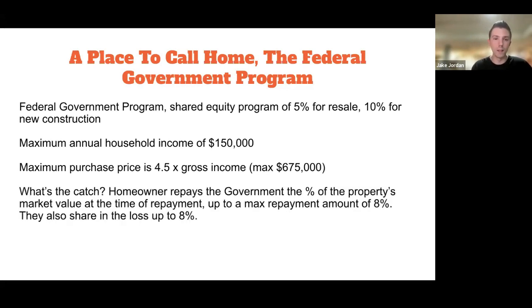The catch with this is the homeowner repays the same percentage that they borrow. So if they borrow 5% and let's say they go to sell it in 10 years, they have to repay a percent of the ownership on the property up to 8%. And they also share in a loss up to 8%. You can dive into these programs. I just wanted to give you kind of a brief overview. There's no payments or interest as well. So every month they're just paying their mortgage. And when it comes time to sell or refinance, that's when they'd have to pay the program out.